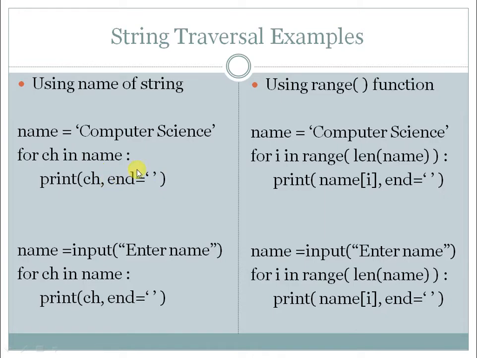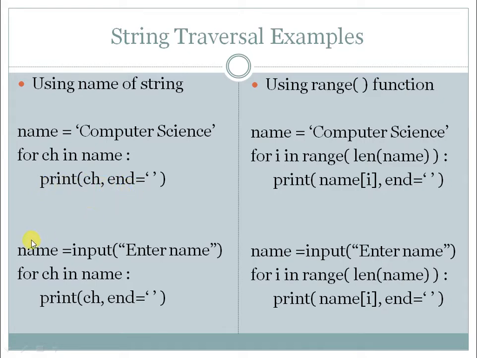So when we execute this, it will give us all the characters one after another separated by spaces. It will give us C space O space M and up to E. So this is how we iterate through a string using its name. For any variable name, that is a loop variable, in sequence. Sequence is the name of the string. You can print each character.